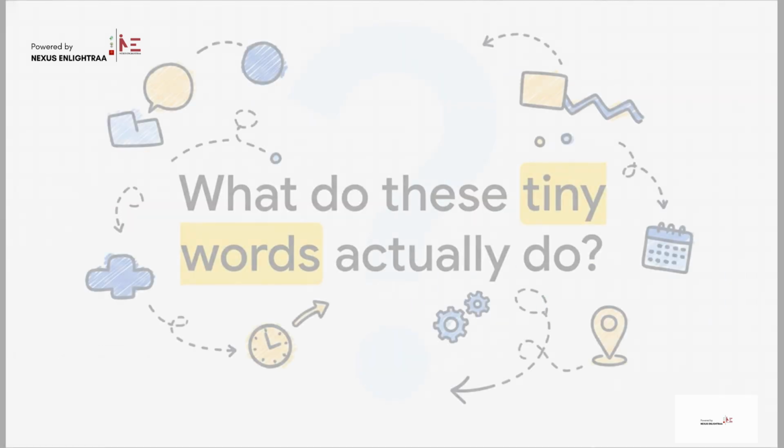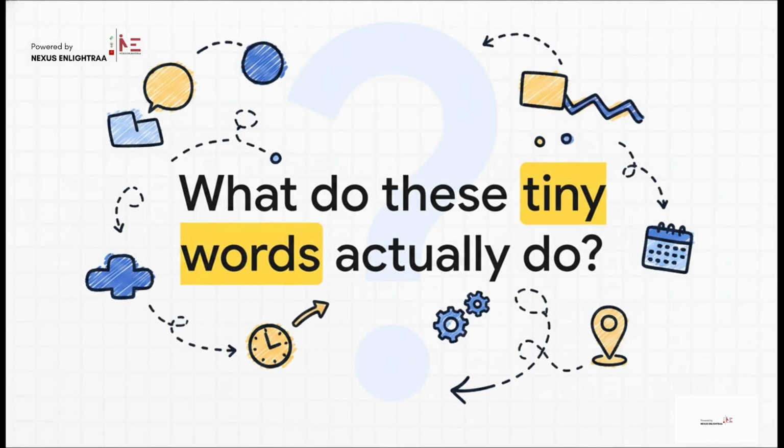You see them everywhere, right? These little words: in, at, on, from, to. They're basically the glue holding our sentences together. But what are they actually doing? I mean, what is their real job? That's the big question we're going to crack today.